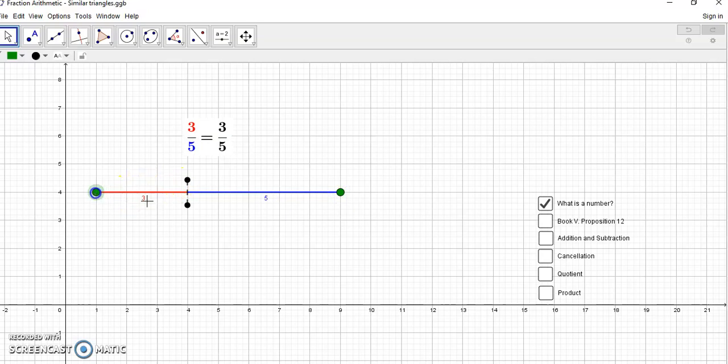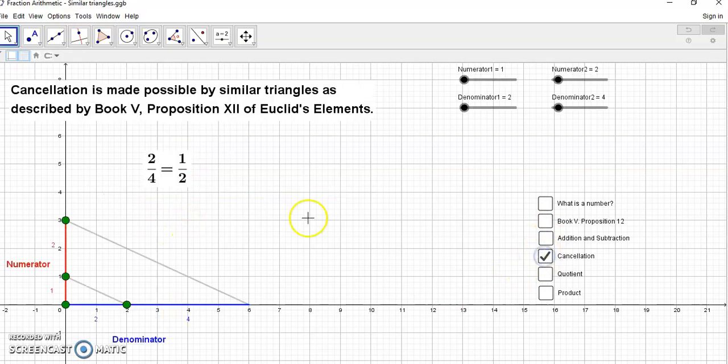To call this a number, to make this ratio transition to a number, both the red line and the blue line must have a common divisor or a common measure. And in that case, we can transition from writing 3:5 to 3/5, okay? It may happen that as you're doing cancellation, 2/4 is equal to a half.